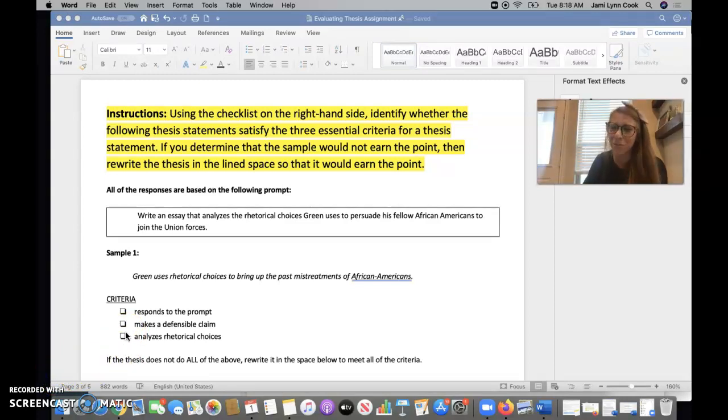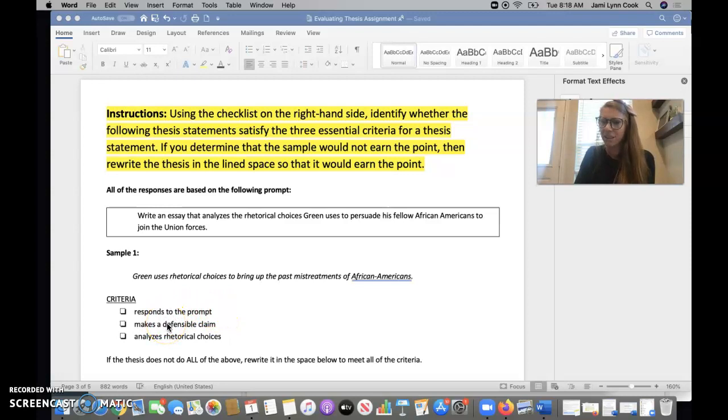Well, it kind of responds to the prompt. It talks about Greene and some things he said in the passage, but it doesn't give specific rhetorical choices. And it's not really a defensible thesis. I can't really argue it. So I don't think so. For that, I would put no, it doesn't meet that criteria.